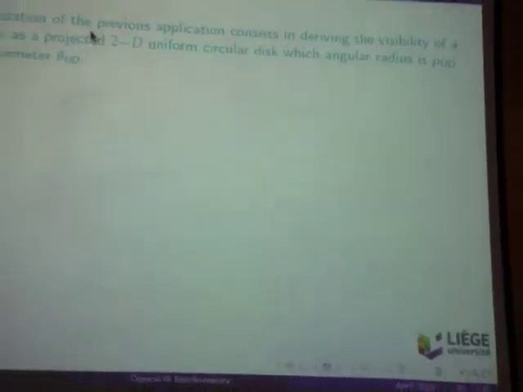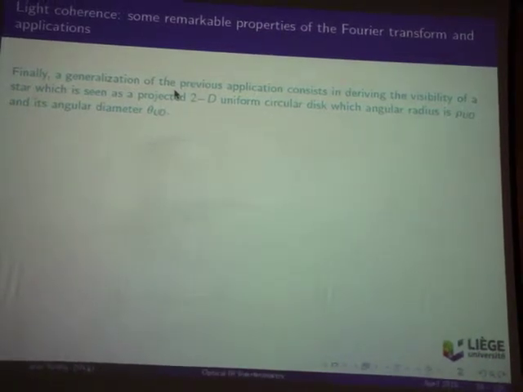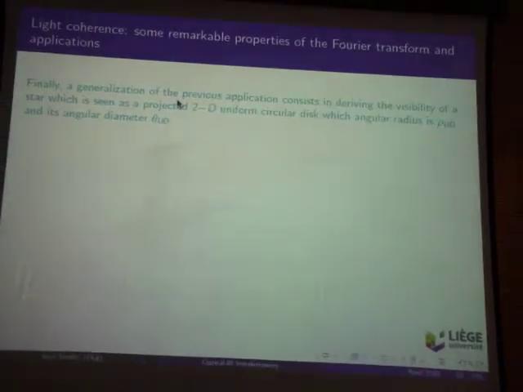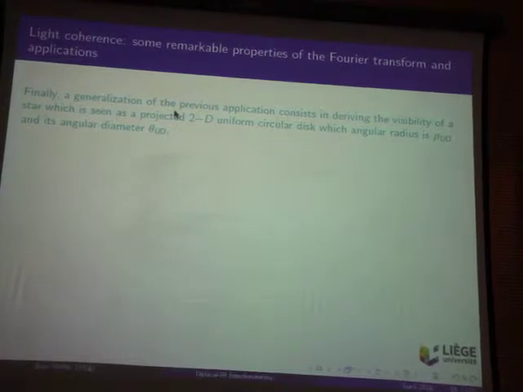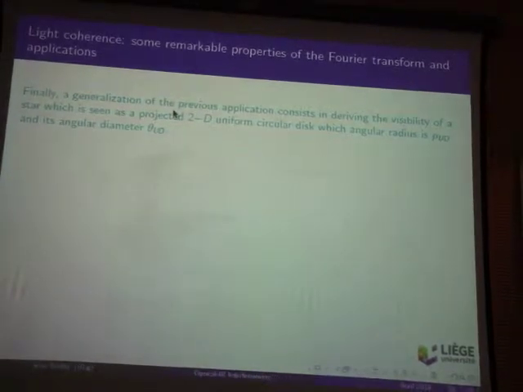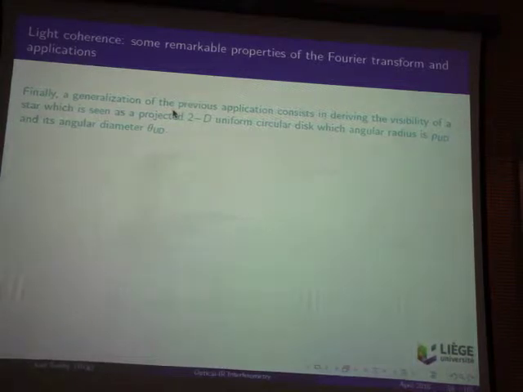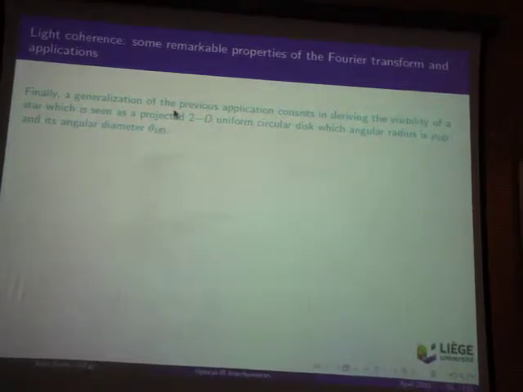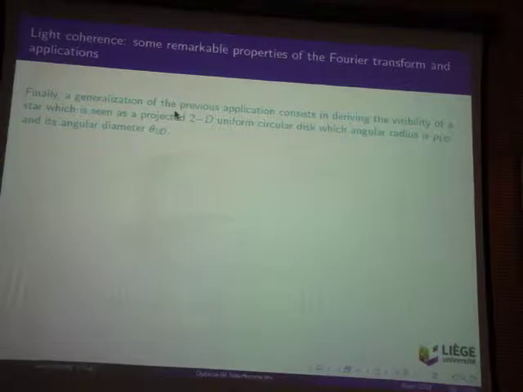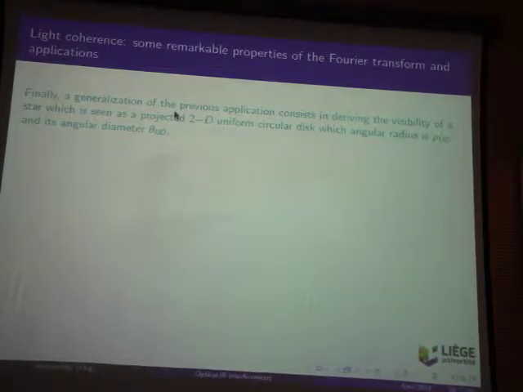Now, I think this exercise I will do because it's technically difficult. And it is a case for a circular star, so for a real star. As I write, a generalization of the previous application for the square star consists in deriving the visibility of a star which is seen as a projected two-dimensional uniform circular disk whose angular radius is rho UD, uniform disk, or its angular diameter equal to theta UD. So how to do that? Therefore, I had asked you whether you had time to revise what is a zero order Bessel function, first order Bessel function. So it comes now into the game.